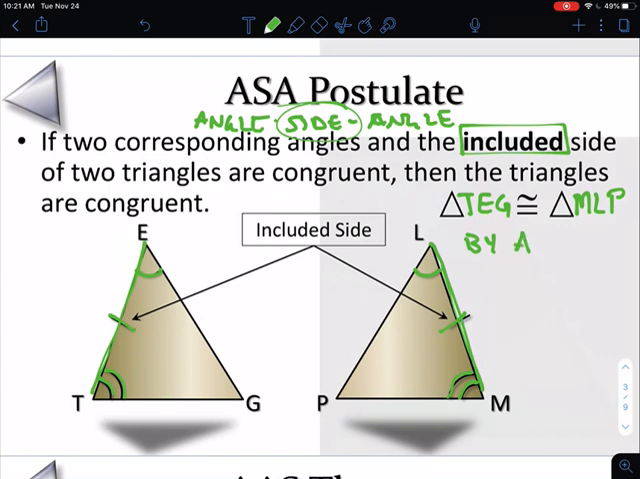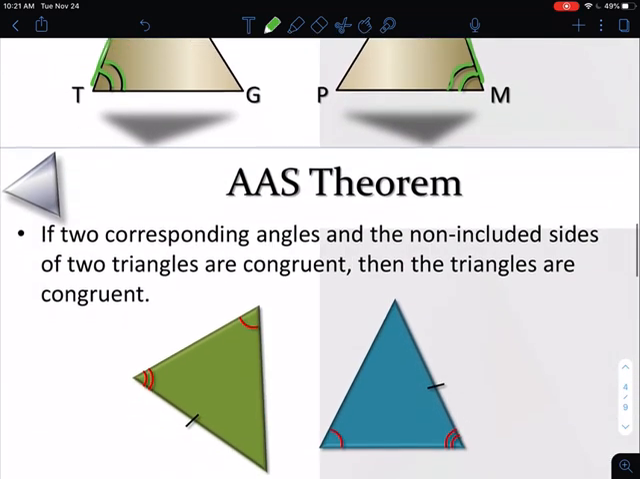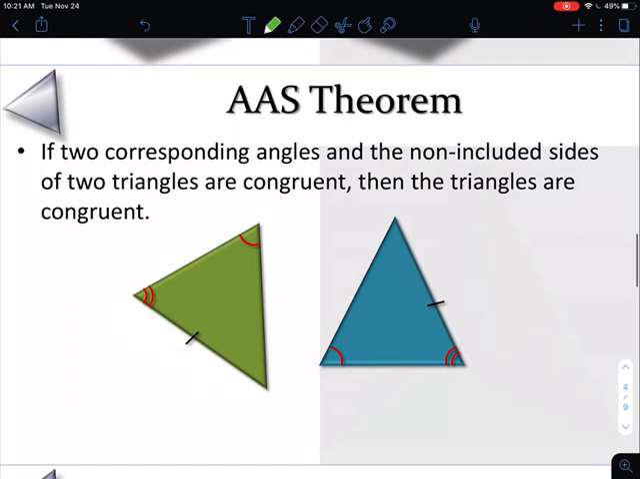And then I would say by, in this case, ASA. So I had two angles, side in between for ASA. Now the other shortcut is very similar. It has two angles and a side as well, but again, order is extremely important. In this case, we're talking about angle, then another angle, and then a side that's not in between. So this time we're talking non-included. So if two corresponding angles and the non-included sides of two triangles are congruent, the triangles are congruent.